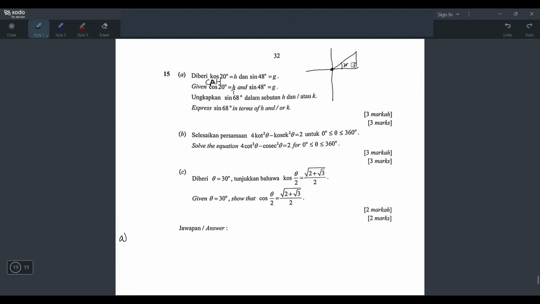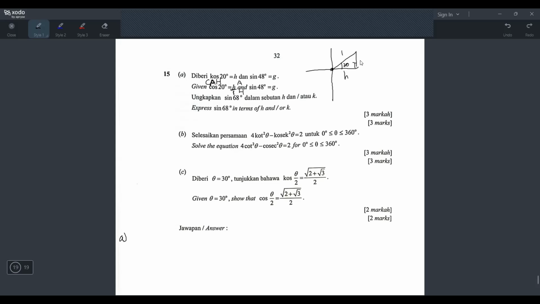This is your 20. And depan angle, we call it opposite, but we don't have that. The hypotenuse, we know it's 1. And then the adjacent is H, because it's H over 1. So the adjacent is H, hypotenuse 1.